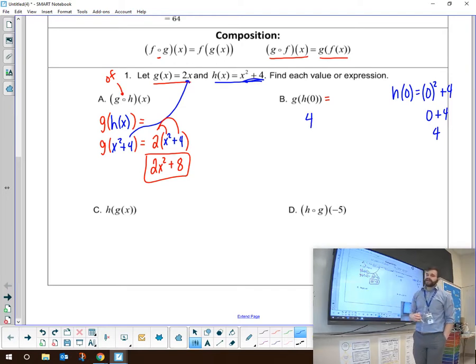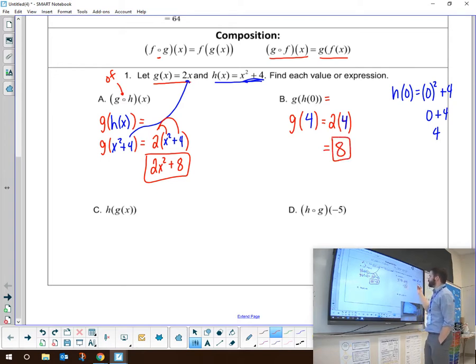So we can replace that h of 0 with 4, and then it's just like what we did yesterday. It's just saying, hey, can you plug 4 into g for me? So let's plug 4 into g. So we're going to go 2 times 4, and 2 times 4 is, of course, 8. So my answer for this one is 8.